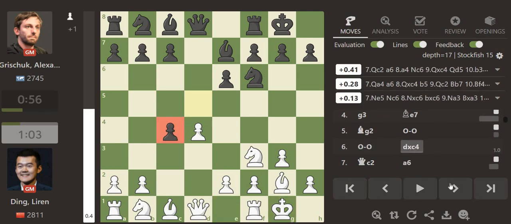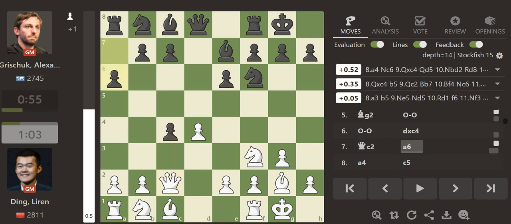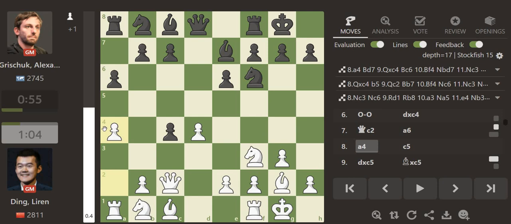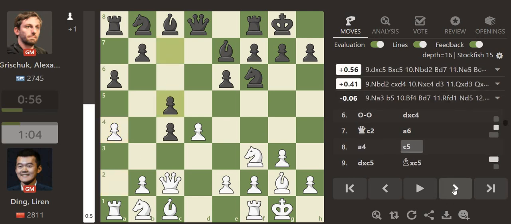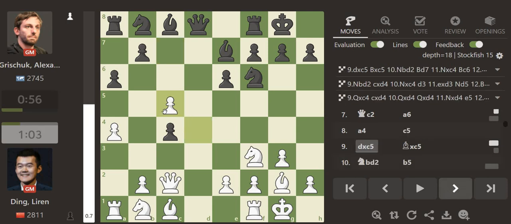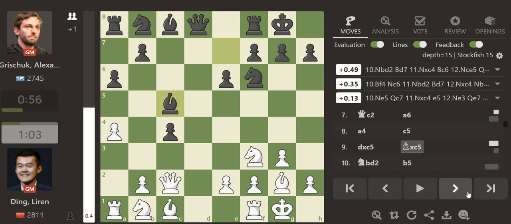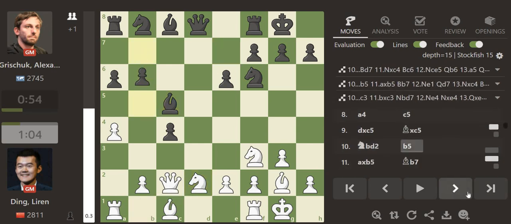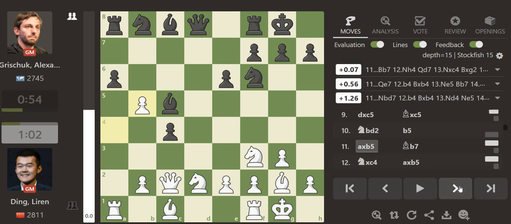And now we have queen here. So now I can capture this pawn, and now we have a6. Now we have a4, and now we have c5. Now we have captures, and now we have captures the bishop here. And now we have e2, and we have now b5. You can capture and we can trade. Yes, and that's what happened.